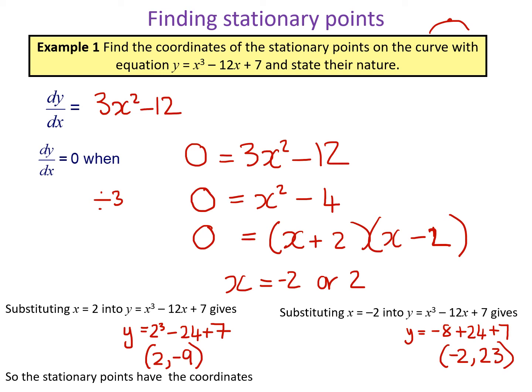So I know I've got two stationary points. I've got one and I've got another. Maybe one's a max, one's a min. I've got to find out which one's which.